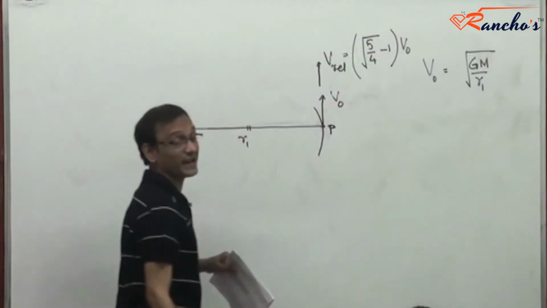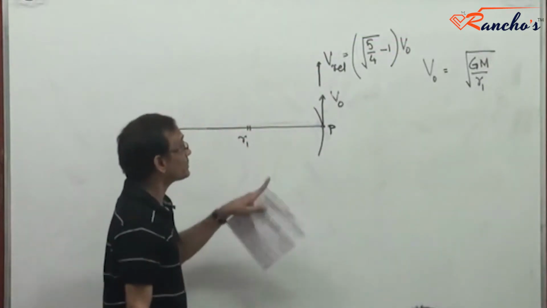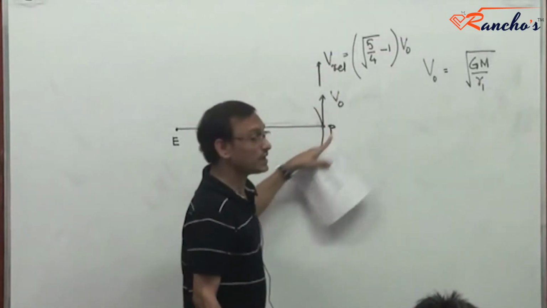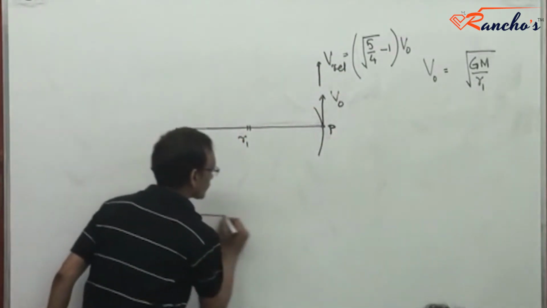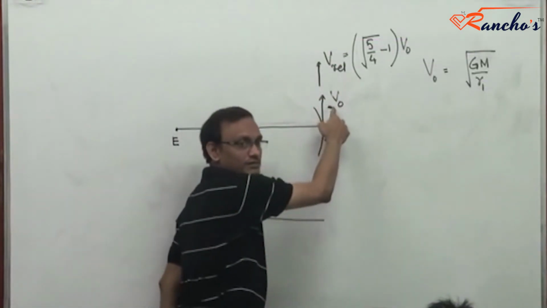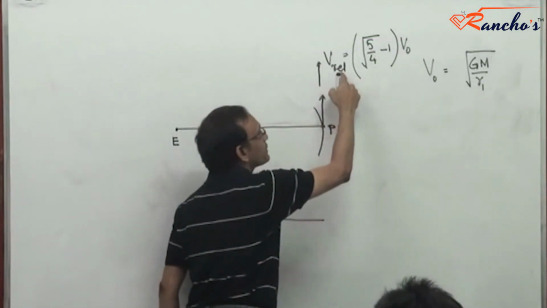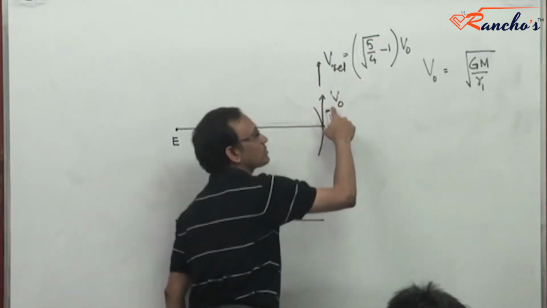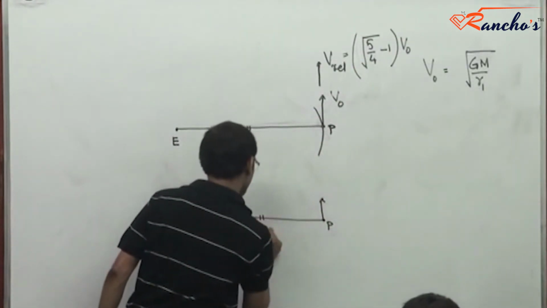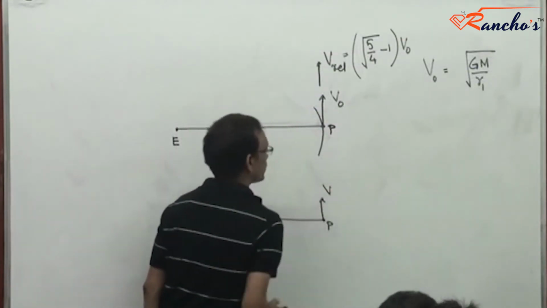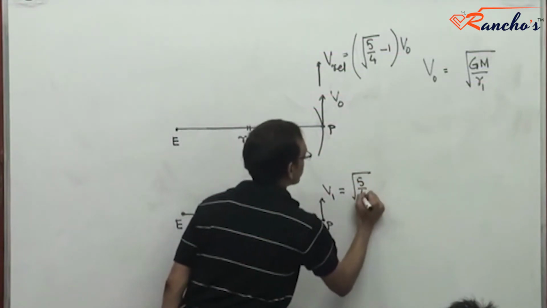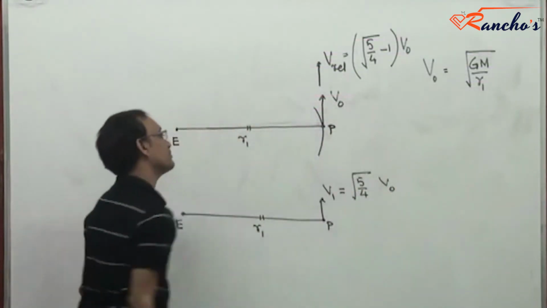Root 5 by 4. This is the relative velocity of the particle that is being projected. That means the absolute velocity of this particle would be Vrel plus V0. This is relative to this particle. So the absolute velocity of this particle would be relative velocity plus the velocity of the observer, which is V0. So if you add these two, then the particle from P at a distance R1 is projected with an absolute velocity, call it V1, equal to root 5 by 4 times V0, where V0 is root GM by R1.